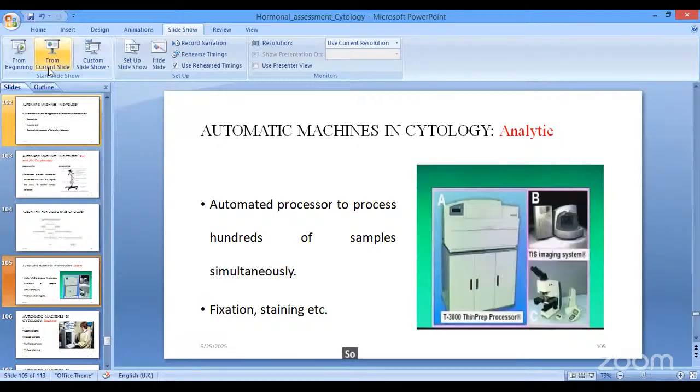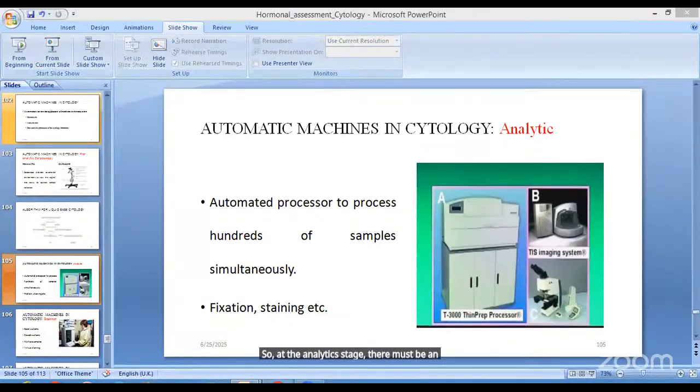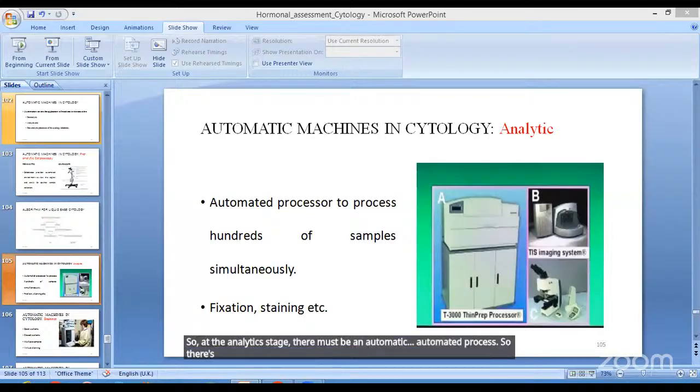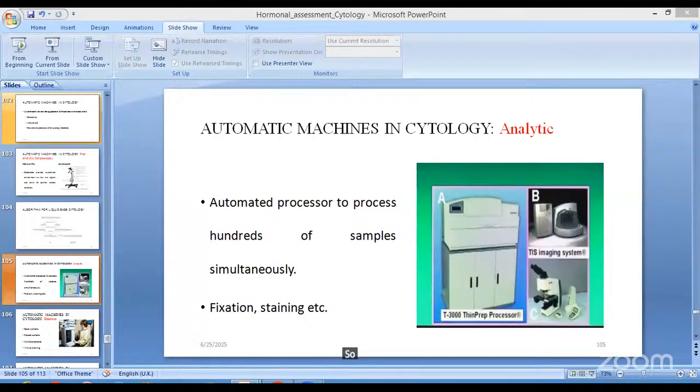So at the analytic stage, there must be an automated process. There's a processor that makes it happen. So slide staining is no longer going to be done manually. Fixation and staining are automated already. The stainer is there to stain the slides.